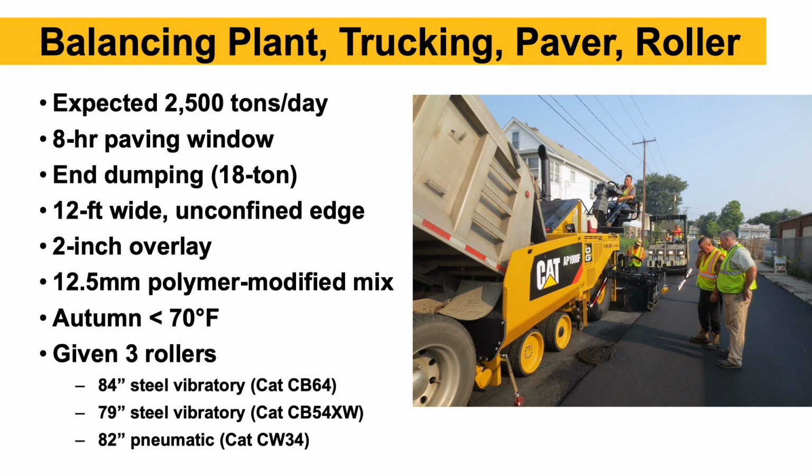We're using end dumps, 18-ton capacity on average for each one of those end dumps. We're paving 12 feet wide. It's a 2-inch overlay. It's a 12.5 millimeter or half-inch polymer modified mix. It's in the fall of the year, so temperatures are less than 70 degrees, so the mix will cool a little faster. And in this example, we're given 3 different rollers: an 84-inch wide steel drum roller, a 79-inch wide steel drum roller, and an 82-inch wide pneumatic or rubber-tired roller.